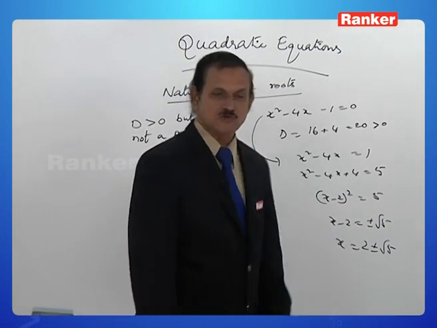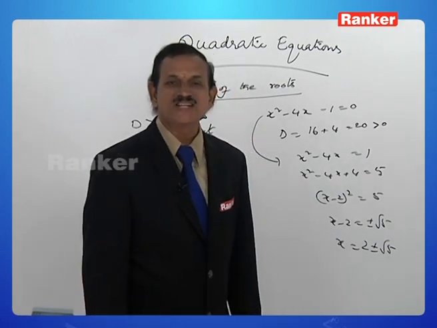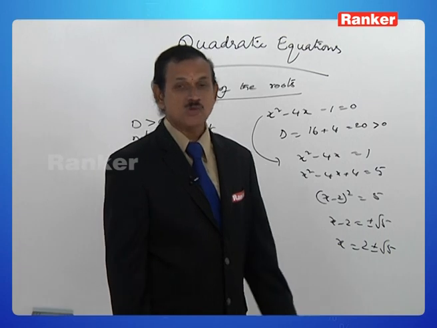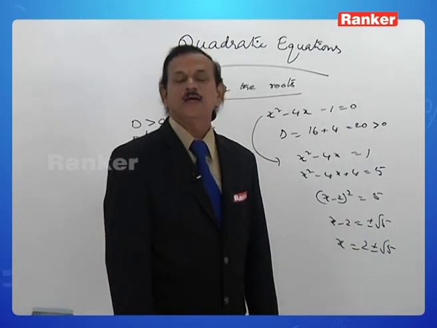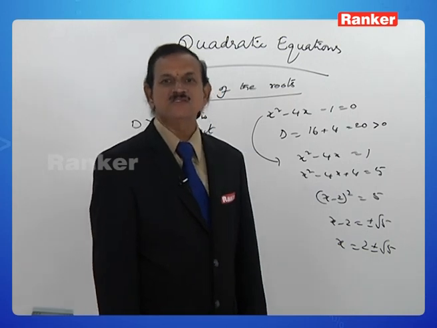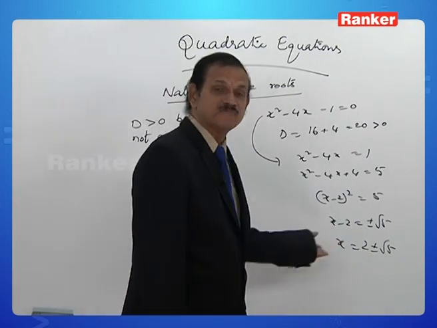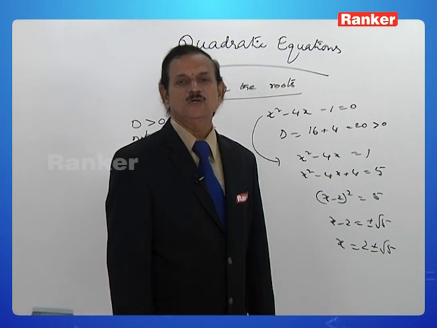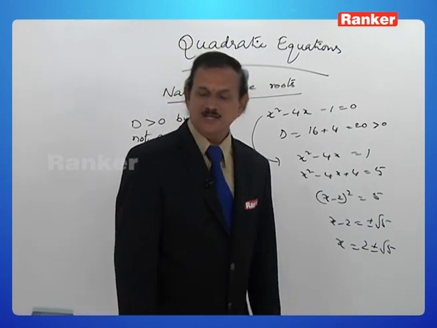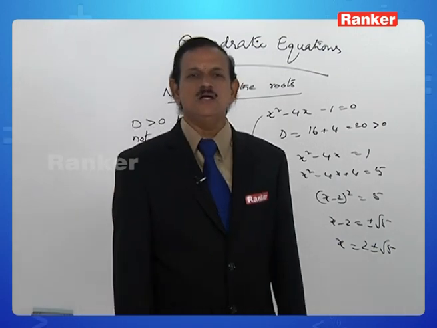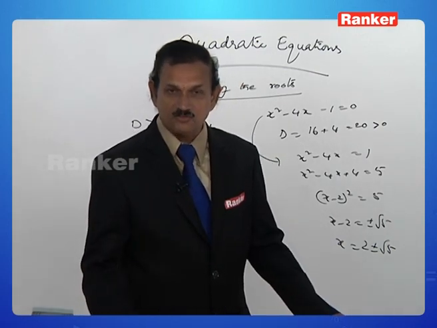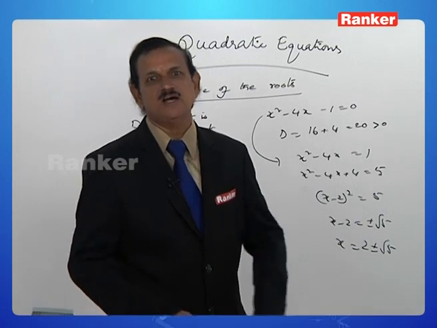One root is 2 plus root 5, an irrational number, of course a surd. Another root is 2 minus root 5, another irrational, which is of course the conjugate surd of the previous one. So, what can we state in this case? If D is greater than 0 but is not a perfect square, then the roots are irrational. The roots are conjugate surds also, you can say.